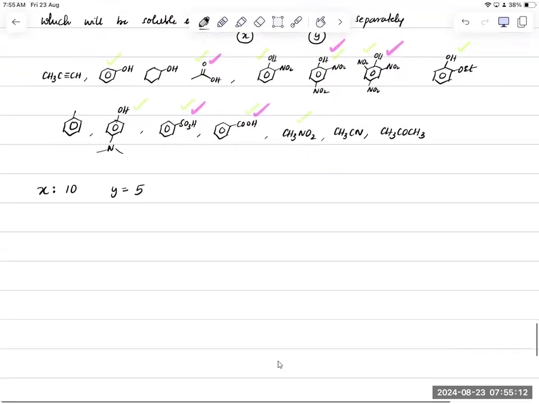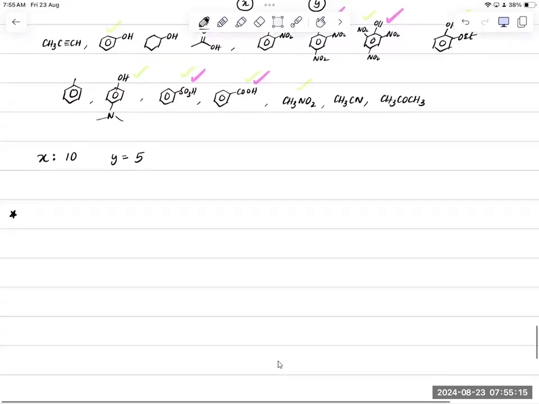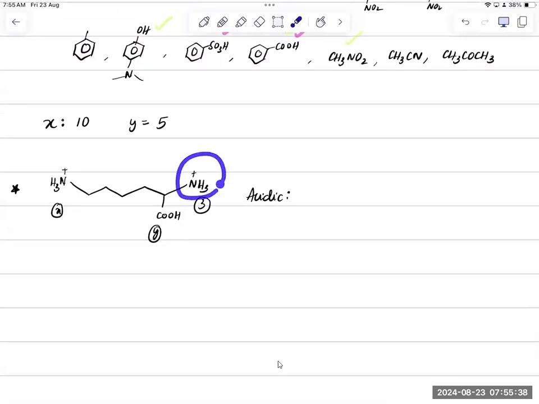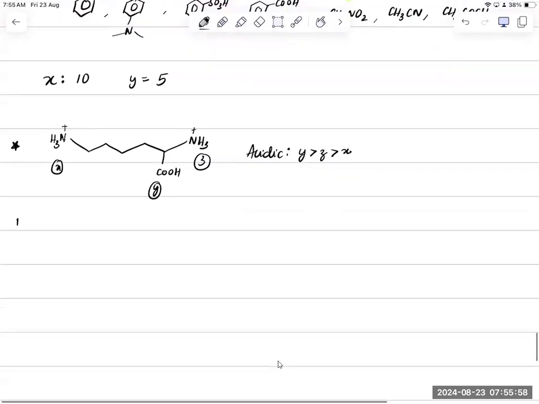Then the next type of question that could be asked is, suppose you have COOH here, NH3 plus here, NH3 plus here, with X, Y, and Z given. Which one is more acidic? So acidic strength will be asked. Always remember, any ammonium salt will always have less acidic strength than COOH. Therefore, Y will be more acidic. And since this COOH is much closer to this NH3 plus, it will show a minus I effect. So Z, then X. Clear on that? Next question.